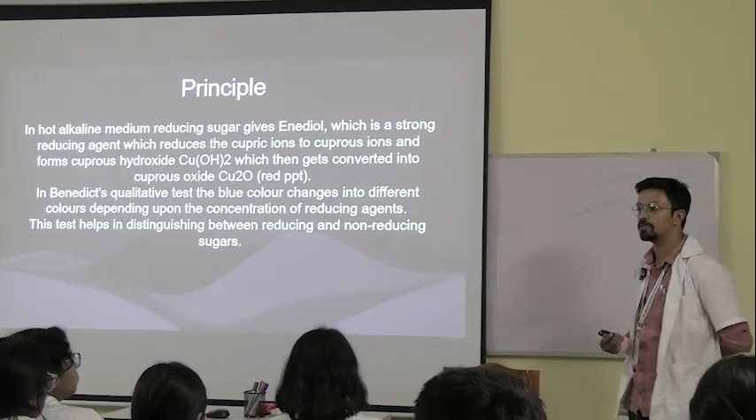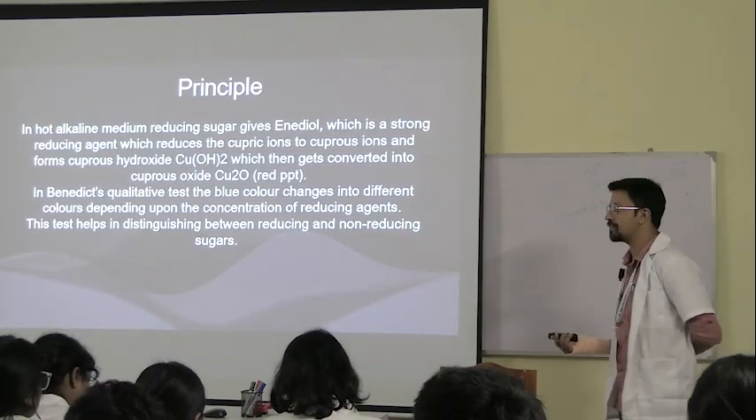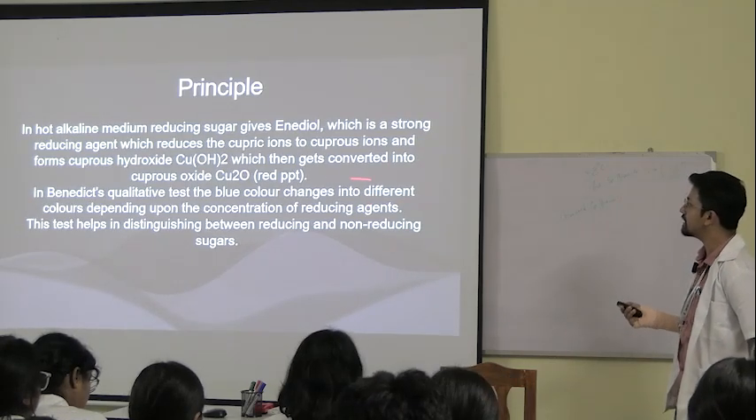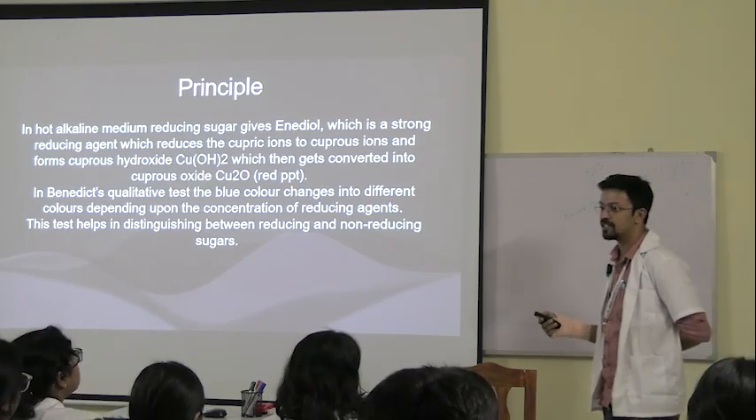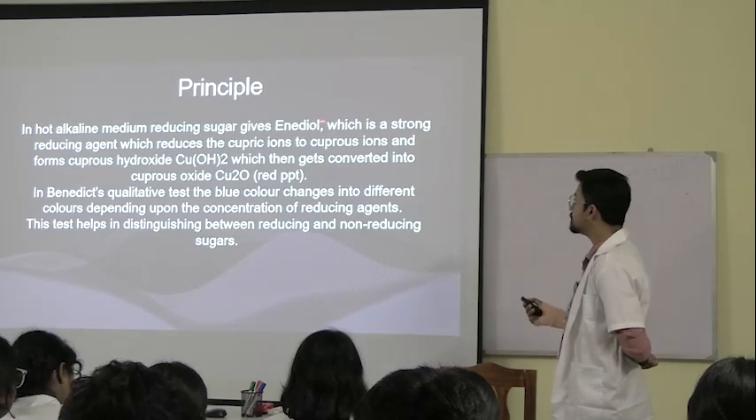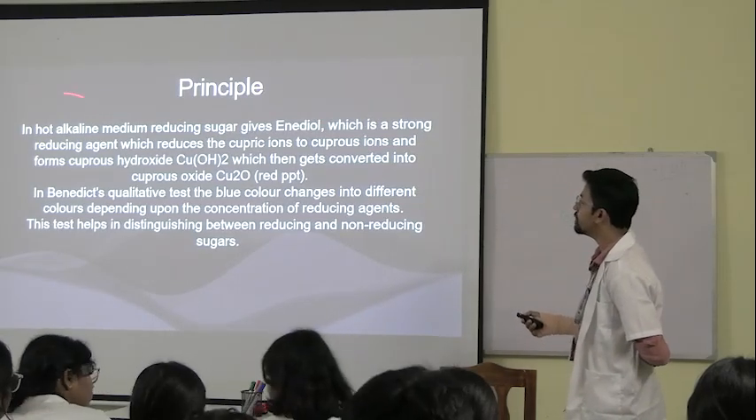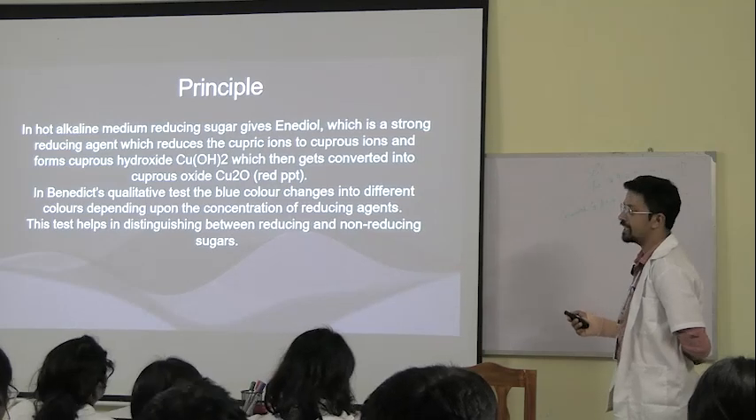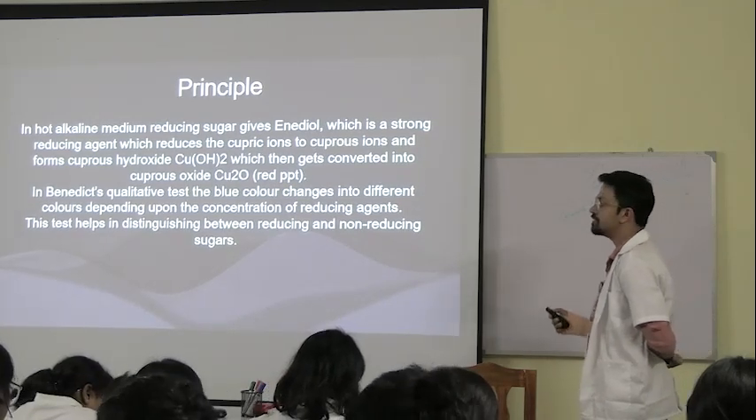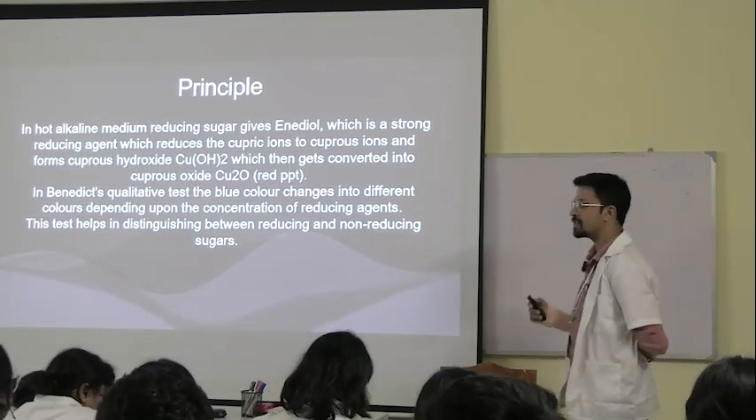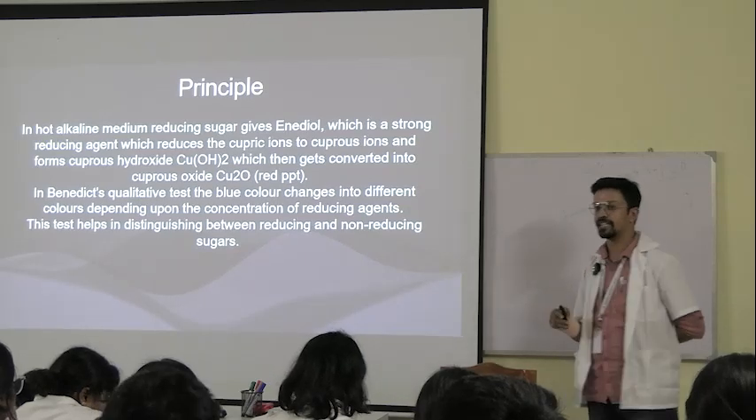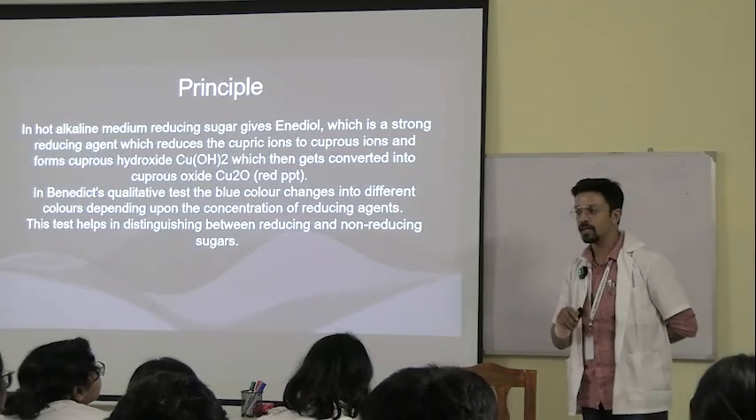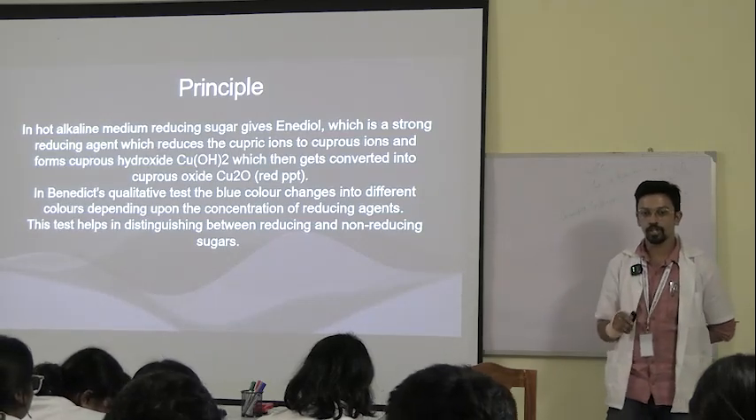Now those new people will be thinking, from where is the cupric ion coming, from where is it getting converted into cuprous ions, then to copper hydroxide and then converted to cuprous oxide. What is this? I'll get into it. The reaction takes place in the medium when the medium is hot and alkaline. The alkaline medium gives enediol. Enediol is the one that is reducing the copper sulfate. The copper sulfate is one of the components in the reagent. The copper sulfate is breaking into copper and sulfate. That is the source of the cupric ion.